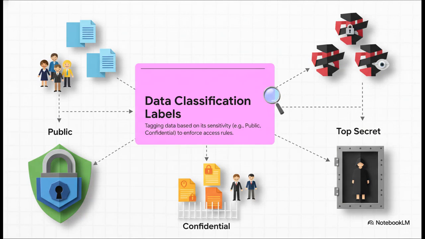Next, our guards need to know exactly what they're protecting, and that's where data classification is so important. It's basically like giving every single file a security clearance. Some data is public, anyone can see it. Other data is confidential, so only certain employees can get to it. And then you have top secret stuff, which is locked down for only a very small number of people. By tagging every piece of data, the system automatically knows who gets to see what.